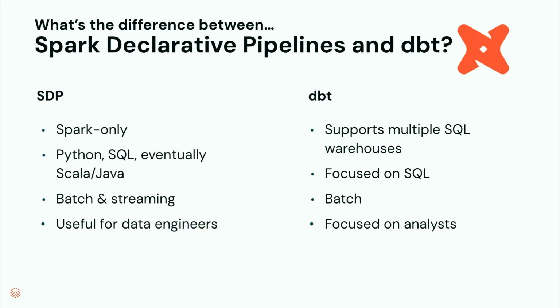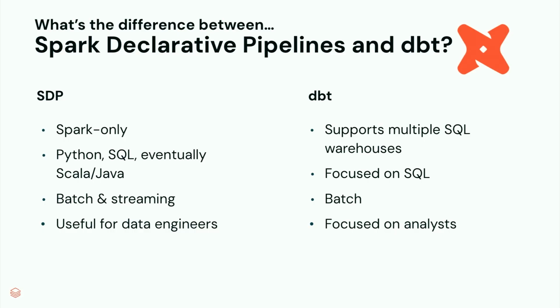As part of Spark, SDP is able to have deep integration with Spark's analysis system, as well as Spark's multi-language support and Spark support for structured streaming. dbt can be used with other engines, but doesn't have as deep integration with them. dbt is primarily focused on SQL, but SDP supports Python as a first-class citizen and is eventually going to support Scala and Java as well. dbt assumes batch execution, but SDP has native support for streaming and continuous processing.